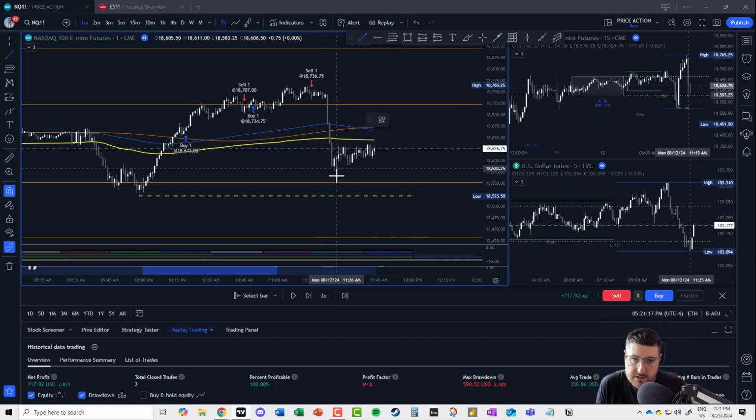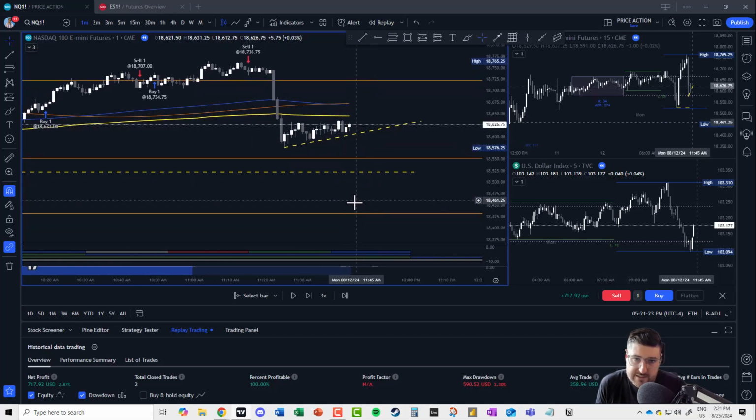Okay, so I am drawing something like this right now to see if we get a setup again to break through here, or are we going to go up into this area first?